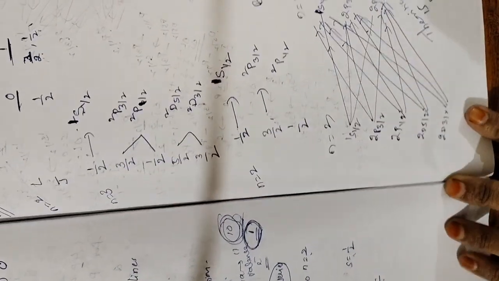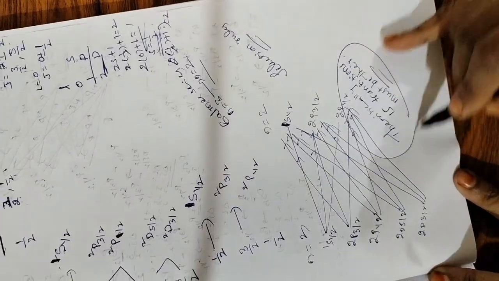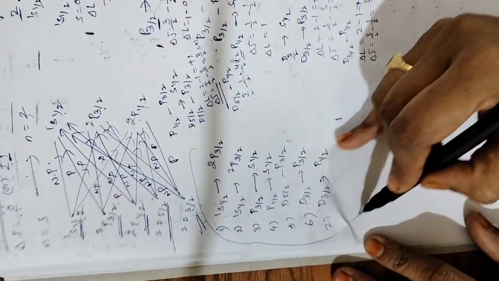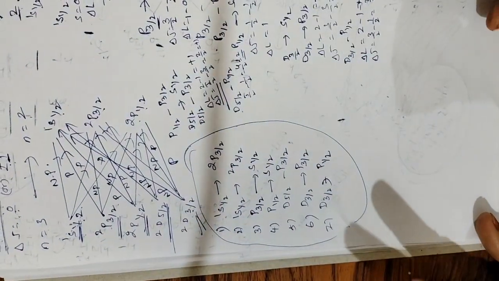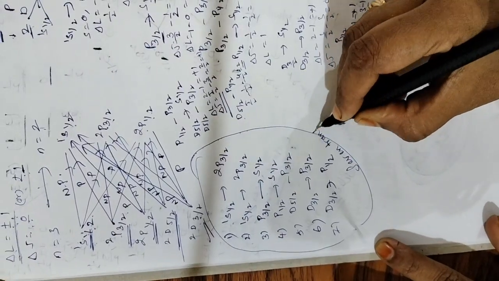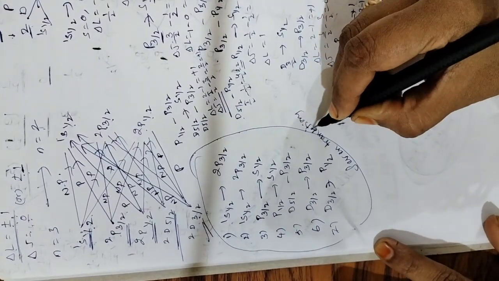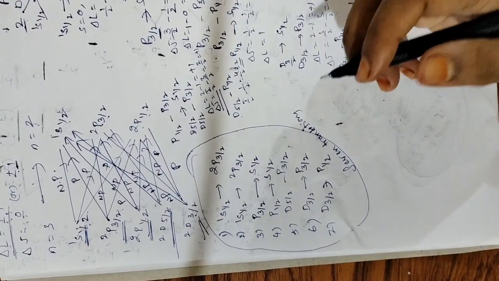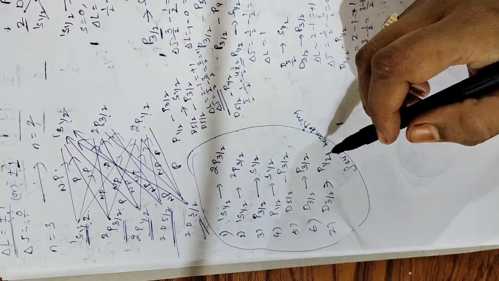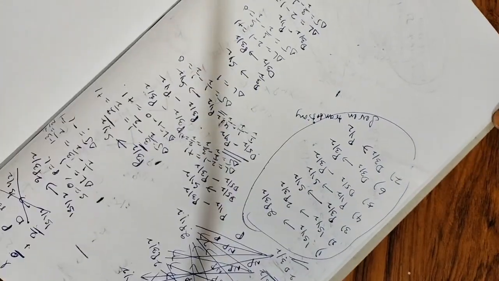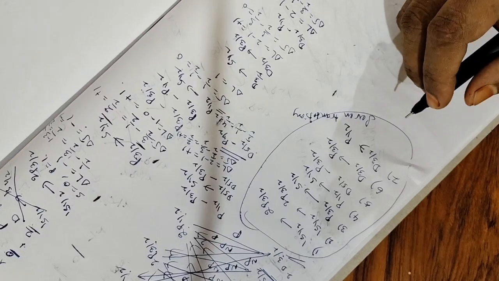See, theoretically how many must be there? 15 transitions must be there. But based on the selection rule, only 7 transitions are possible. How many transitions are possible? Only 7 transitions are possible based on selection rules. And again, in these 7 transitions, 2 are identical. So what are those 2?